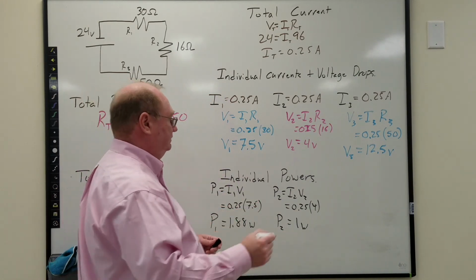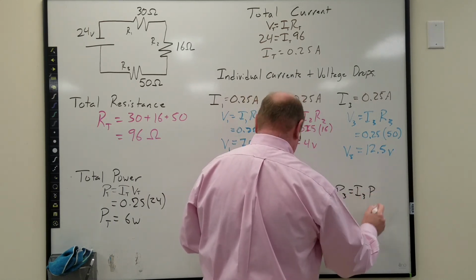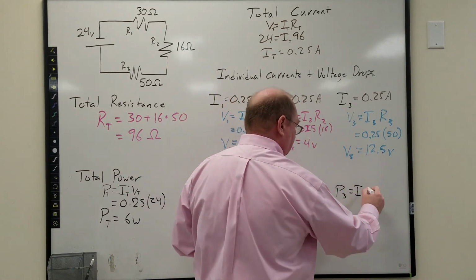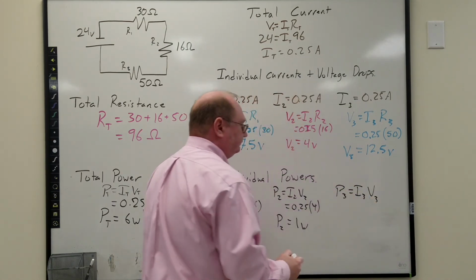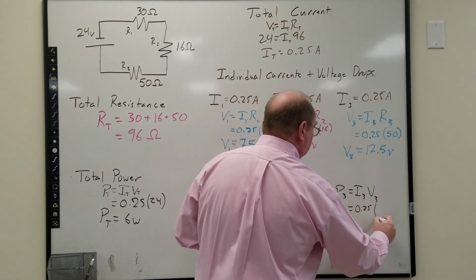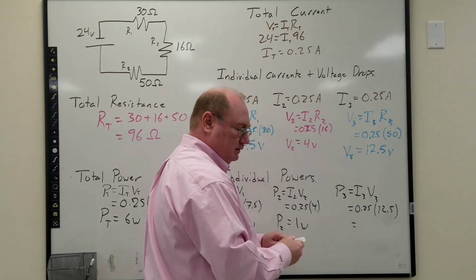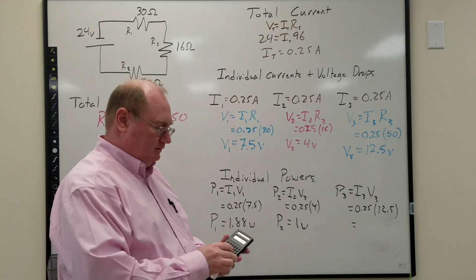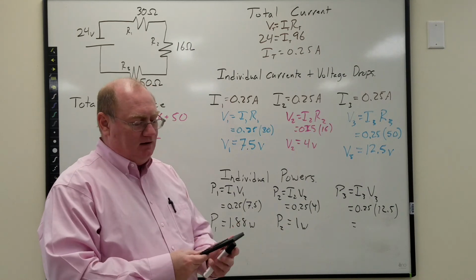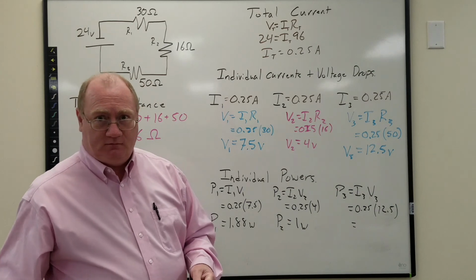The third resistor, almost made a mistake. We're going to do the same process. So for that one, if we take 0.25 times 12.5, we get 3.125. I'm going to go ahead and say 3.13, just for this example.